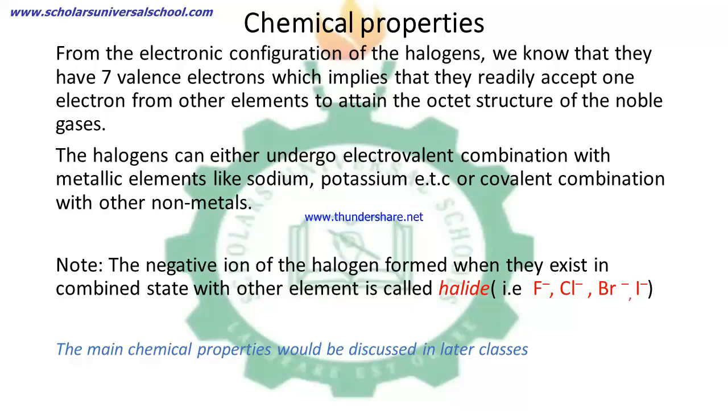Now please take note that the negative ion of a halogen formed when it exists in combined state with other elements is called a halide. That means the fluorine ion, the chlorine ion, the bromine ion and the iodine ion are generally called halides. The fluorine ion is called fluoride, the chlorine ion is called chloride, the bromine ion is called bromide, and the iodine ion is called iodide. Please let's take note of that. The main chemical properties of each member of the group will be discussed in later classes. Please let's take note of that also.